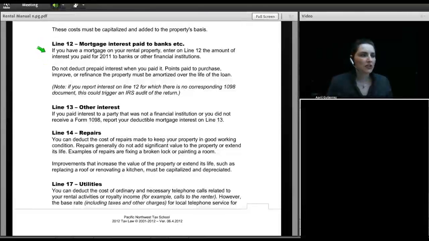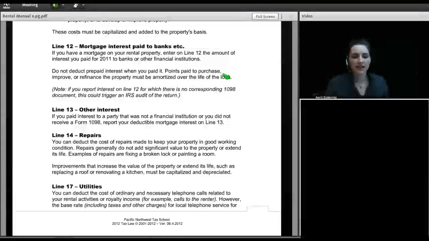Line 12, mortgage interest paid to banks, etc. This is an important line. There are two interest lines, line 12 and line 13. On line 12, you enter only interest that was reported on a Form 1098. If you enter an amount on line 12 that is greater than the amount shown on a 1098, your client will get a letter from the IRS, and they will be very unhappy about that. So if your client paid mortgage interest and it was not interest that was reported on a 1098, you should report that interest on line 13.